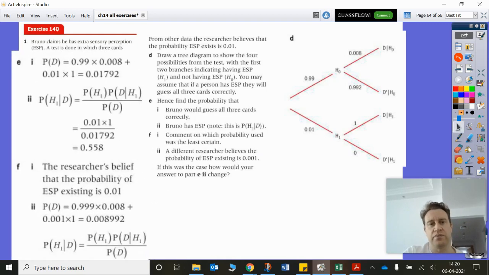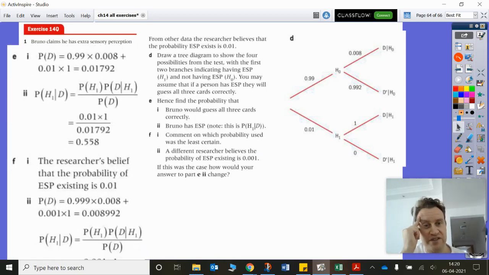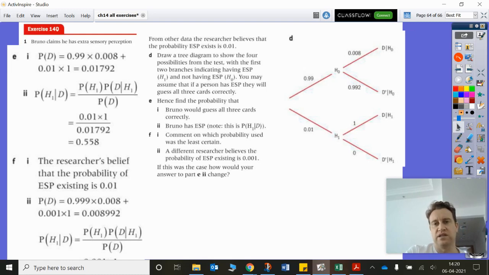Okay, right. So then in part F, it says comment on which probability used was the least certain. Well, the least certain here wasn't the result from our experiment, I don't think. The least certain was this belief potentially at the start that 99% of the population don't have it and 1% of the population do have it. We really need to find the evidence for that. I would potentially say that this is also dubious, because we don't know that if someone has ESP that they definitely get things right every single time.